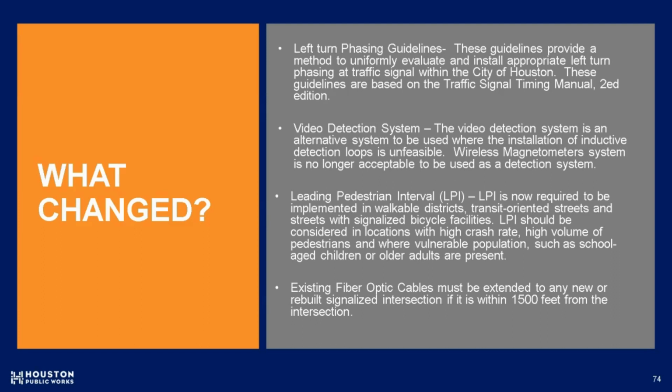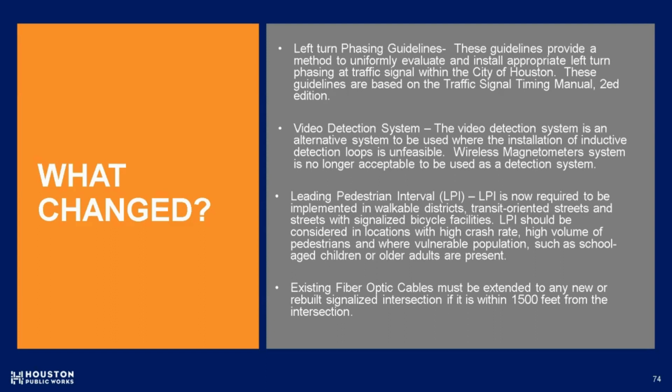The last item that saw changes in the IDM in this review cycle is the fiber optic cable. As we all know, the fiber optic cable network in the City of Houston is very limited. In order for us to expand that, we introduce a couple of things. The first one is that we require the fiber optic cable to extend if there is a fiber optic cable within 1,500 feet of the signalized intersection, whether it's a new signalized intersection or one that's being updated and upgraded. The second item is if there is a fiber optic cable that exists within one signalized intersection.